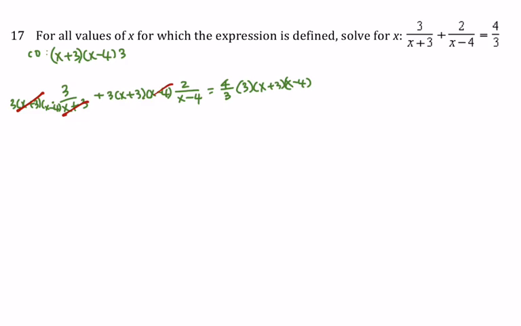Alright, so we get to see some cancellations. Let us try to multiply everything out. So first one, 3 times 3 is equal to 9, and multiply by x minus 4. We get 9x minus 36. Second one is 2 times 3 times x plus 3. So we get 6 times x plus 3.